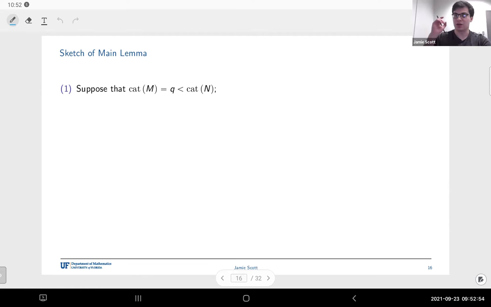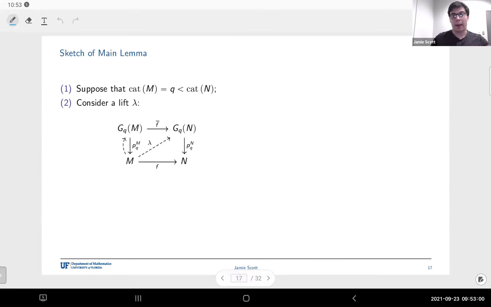From here, we take a lift from M to the Qth Ganea space of N. And we do that by the fact that M has category Q, so that means there's a section right here of the Qth Ganea fibration. And then we take the lift of the map F between the Ganea spaces. And so that'll give us the lambda there.